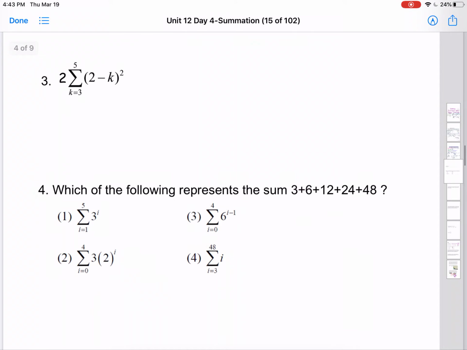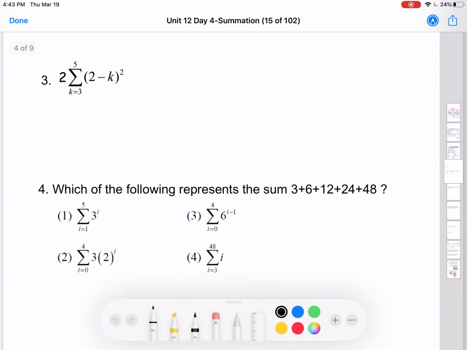Okay, what's different about this one? We have a 2 in front. So that just means at the very end, after we did everything we did before, just multiply that sum by 2. So I'll take the number 3 and plug it in. So 2 minus 3 is negative 1. Negative 1 squared is 1. I'll next put in the number 4. 2 minus 4 is negative 2. Negative 2 squared is 4.